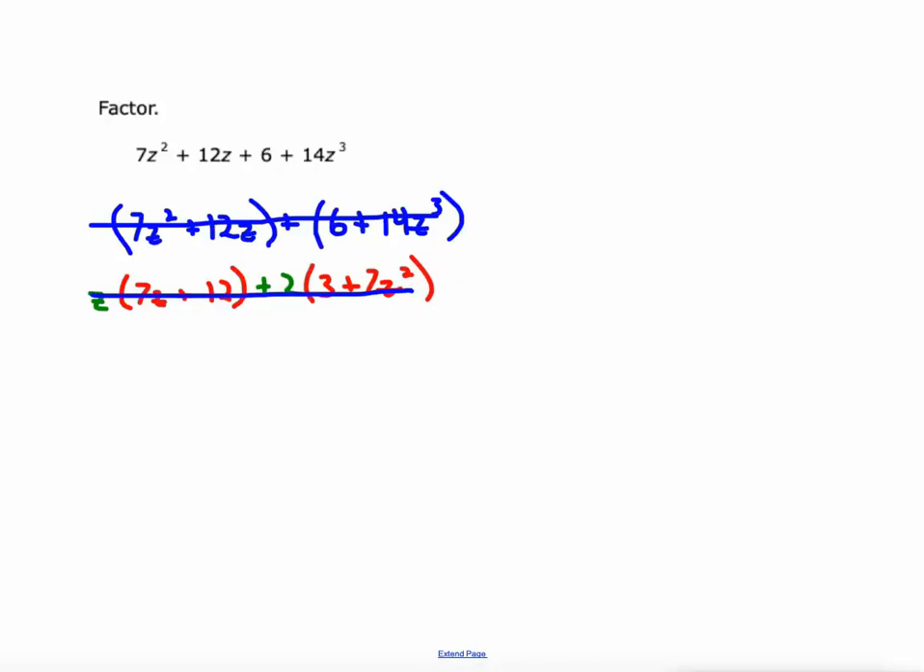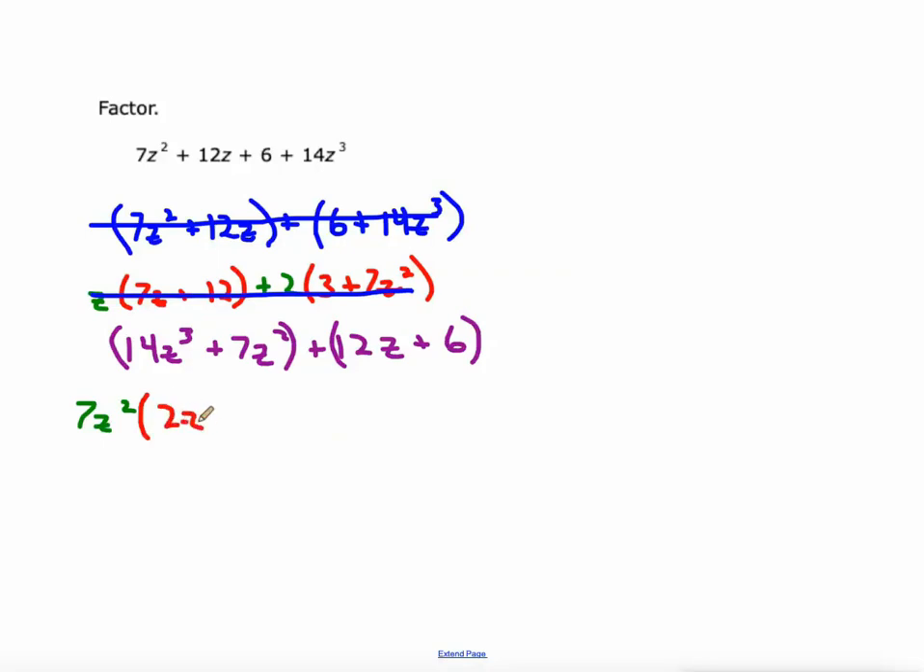Not necessarily. Let's take the original expression and let's reorder it here. 14z cubed plus 7z squared plus 12z plus 6. Same four terms, different order. And then let's group the first two terms and the second two terms, and let's see what happens. Both of those first two terms are divisible by 7z squared, which would be 2z plus 1.